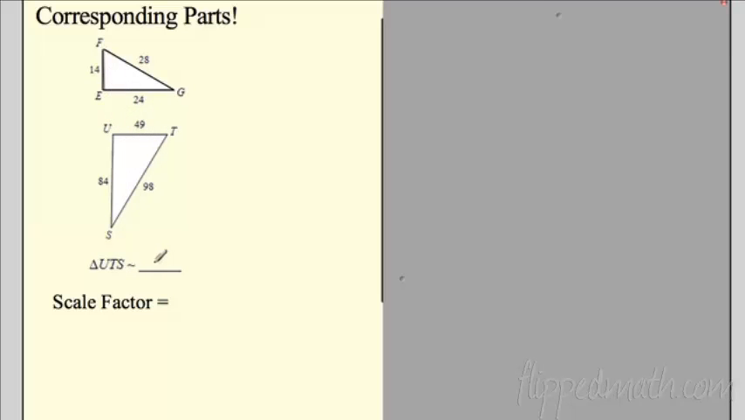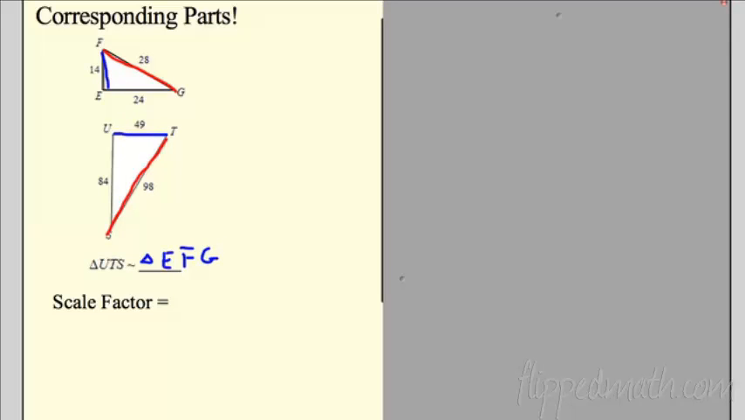It looks like U should match E, so put a little triangle there. U matches E. E to F, so E to T. So this side is this side. Fantastic, they match up. How about this? F to G matches what? It matches T to S. So when you're naming this, this has got to be UTS is congruent to EFG.